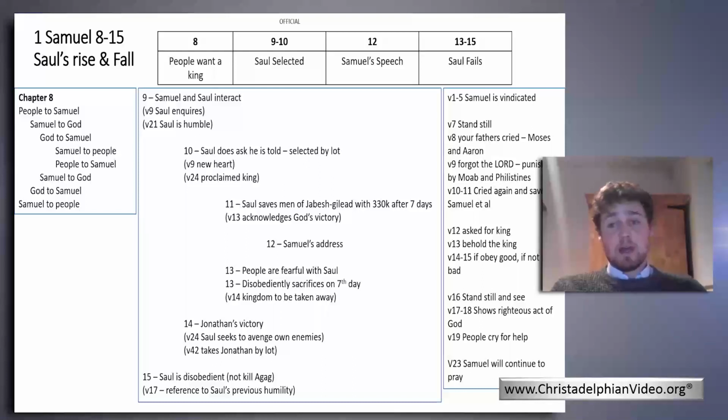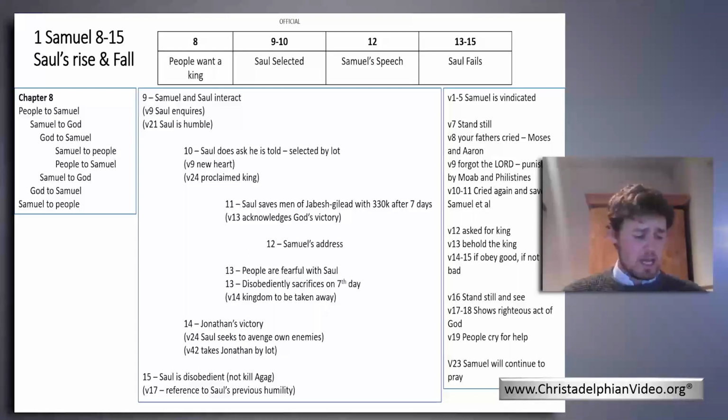And so he is lifted up then, and he's given this position within the kingdom as the king. And he's given an instruction in chapter 10 by Samuel that he is to go and meet some other prophets, and he follows through on all of these instructions. And because he does these things, he's given in verse 9 a new heart, and eventually by lot he is selected, and then he is made king.